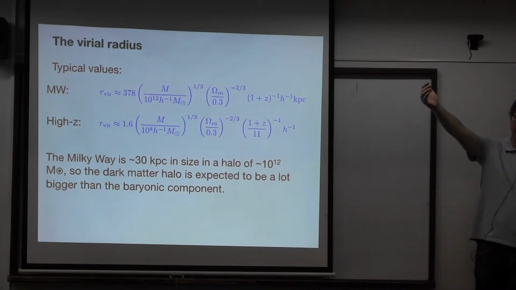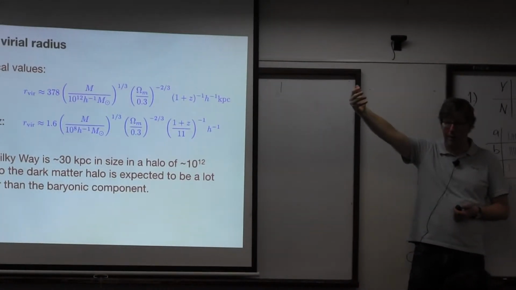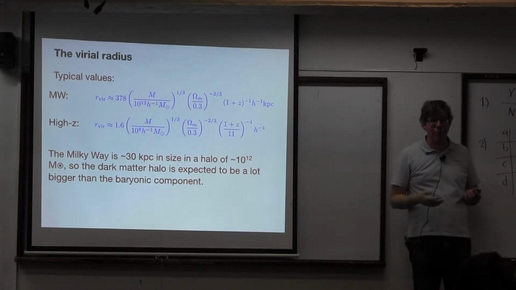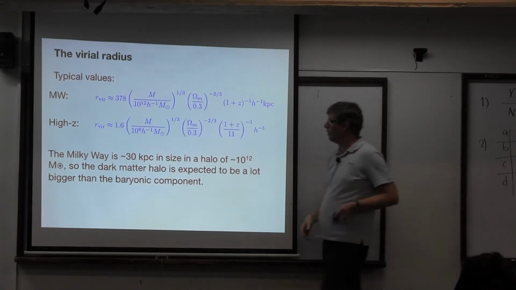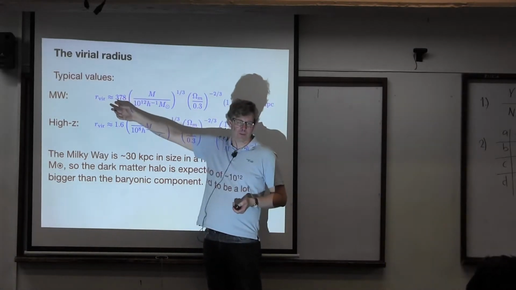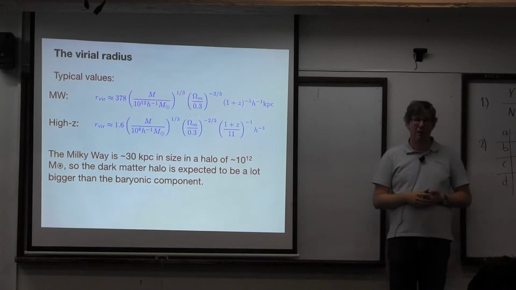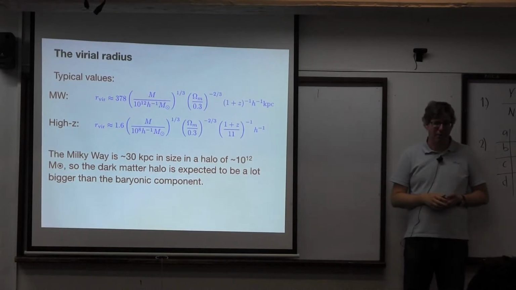If you're seeing a galaxy, a satellite of the Milky Way, and you want to ask, is this in an orbit around the Milky Way? Is it bound to the Milky Way? Well, if it's well outside of this radius, then probably not. Right? It's outside the dark matter halo of the Milky Way. It's probably not bound to the Milky Way. If it's inside, then maybe.